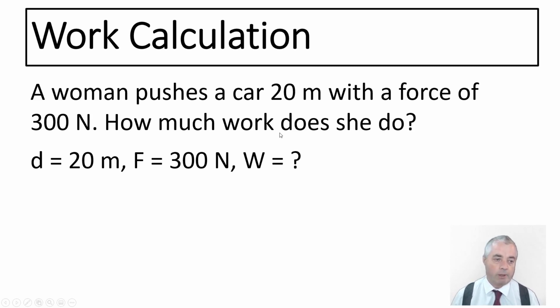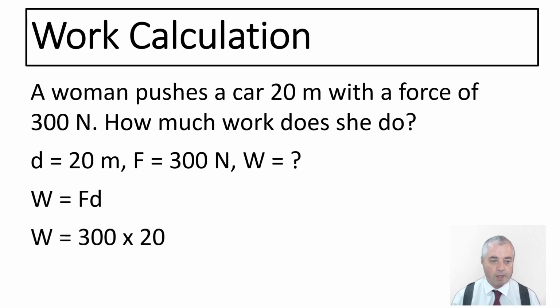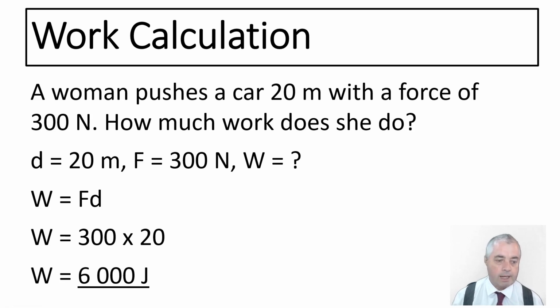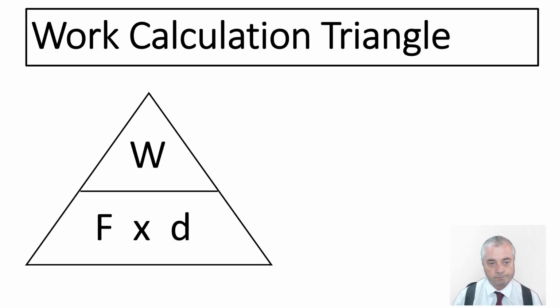So now we say, do we know a formula that's got work, force and distance in it? Yes, we do, because we've just done it on the last slide. Work is force times distance. We don't need to rearrange that formula because it's already telling us the work. So we just put the numbers in. Force is 300 newtons. Distance, 20 metres. Calculate the answer, 6,000 joules. Underline it so the examiner knows where our answer is. That's how you answer that question.